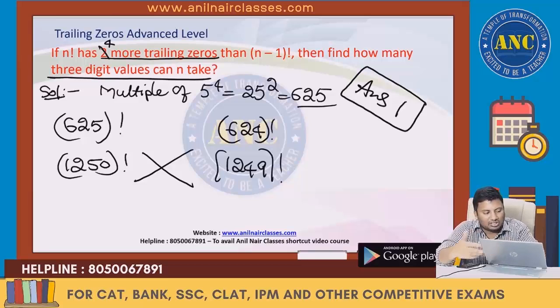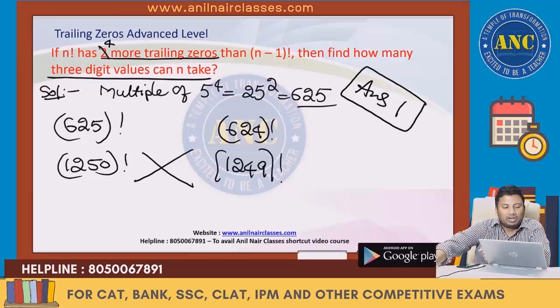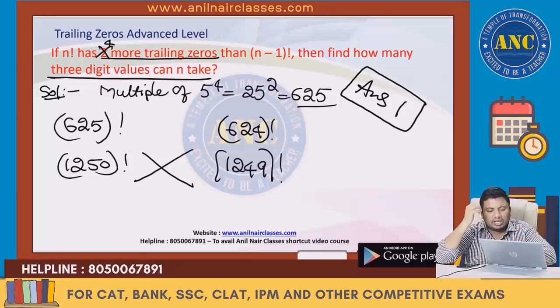If I replace the question as, n factorial has 4 more trailing zeros than n minus 1 factorial. I hope the idea is clear. Very, very good high quality questions. Listening to the class once when the class is live, you might not understand it. Watch the class again and again.